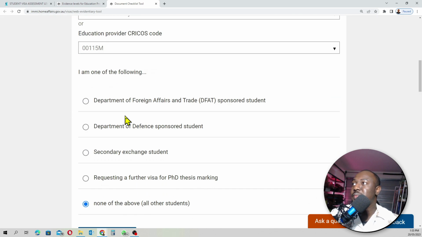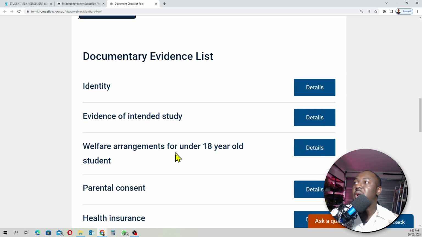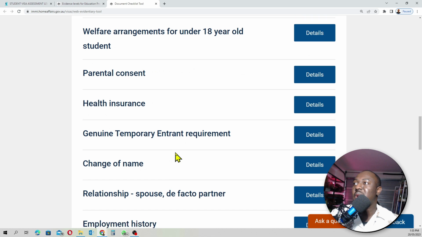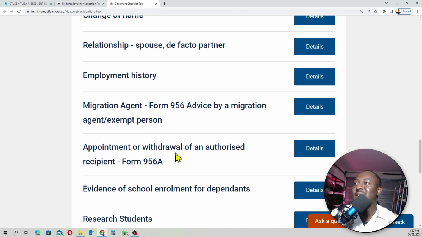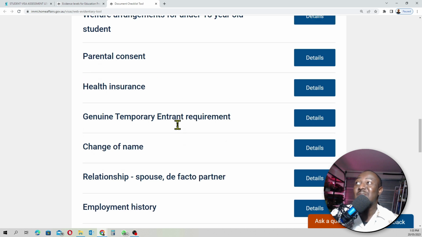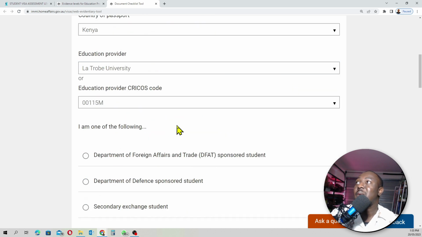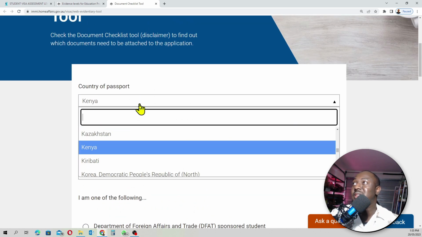Again, La Trobe, we'll select the last one and display evidence. Okay, so when we come down here, we can go through all, and as you can see, there's no evidence of financial capacity and there's no English language test requirements. So this basically shows you that Kenya is on assessment level 2, if that makes sense. We can also try South Africa and see.